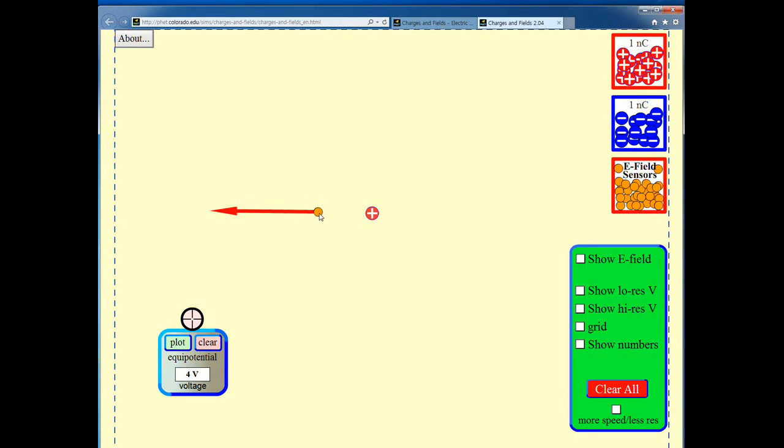And this time let's try a negative charge. If you put a sensor, now you see that the direction of the arrow is changed, so now the arrow is pointing toward the negative charge. So this is how the electric field will look like around one negative charge.